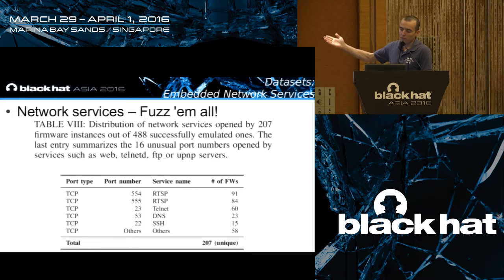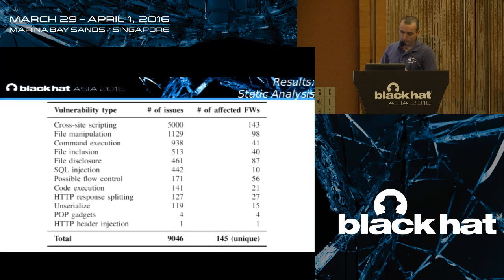There were also other ports like Telnet, DNS, SSH, and various debug ports, which were low in number and need more hands-on analysis. But just throwing fuzzing at them, which we consider a very good way to see what bugs are there.